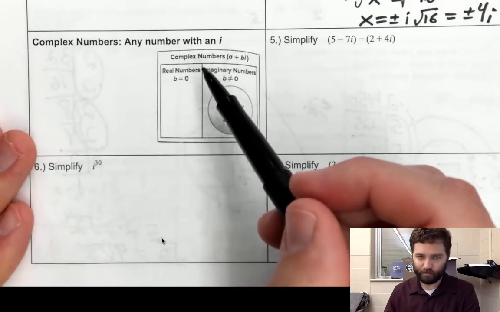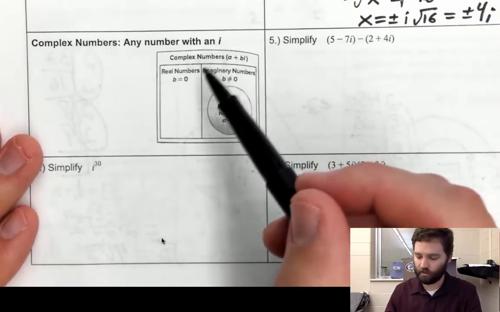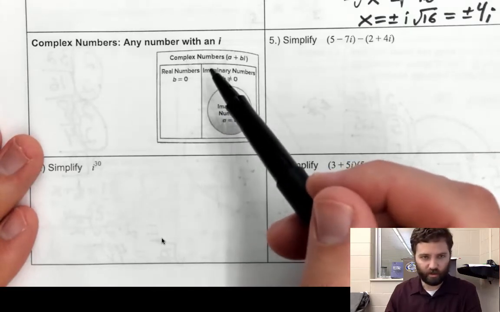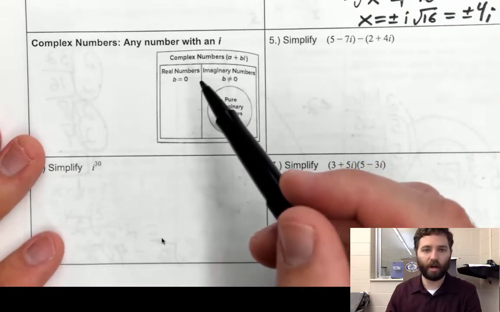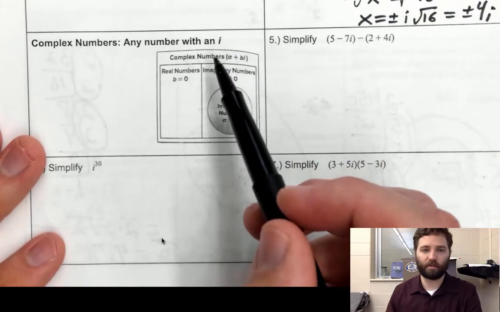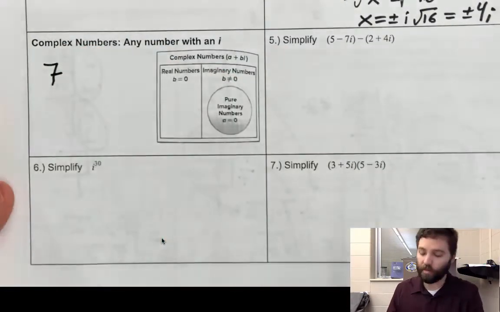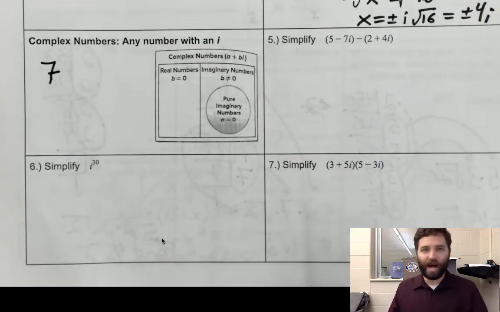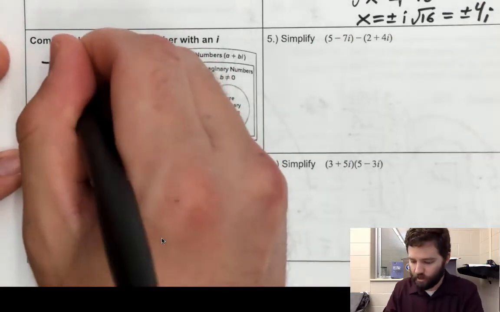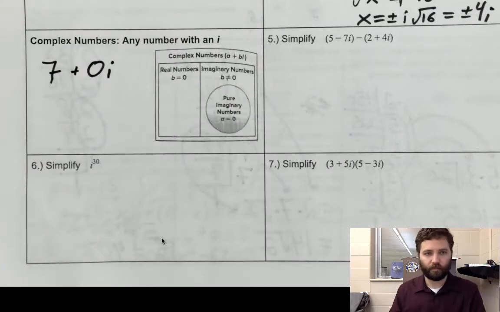Okay? So I don't want to go into too much detail here because it doesn't matter that much. But every number with an i is a complex number. And if you have a number like 7, I would say, well, that's a complex number. And you'd say, there's no i in there. And I'd say, yeah, there is. Watch. See? It's a complex number. It's got an i in it.